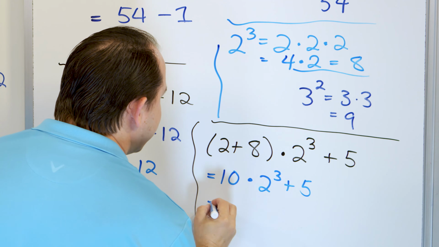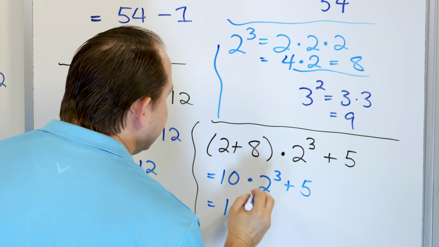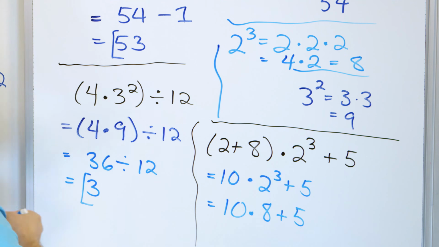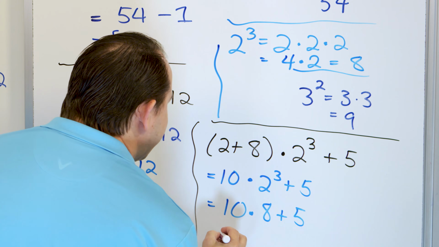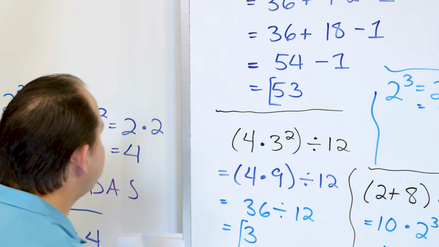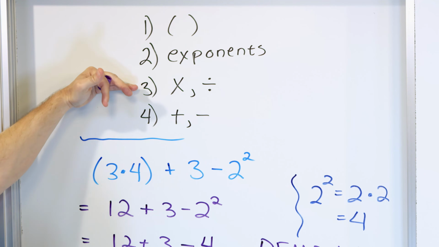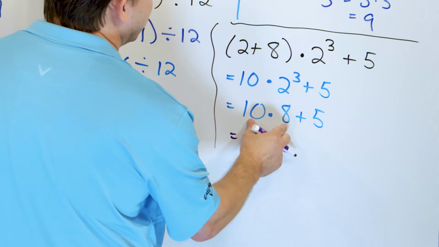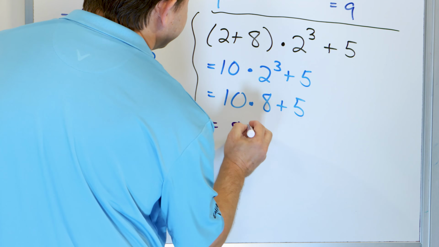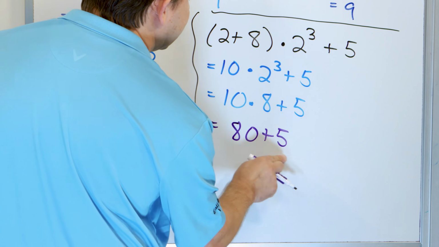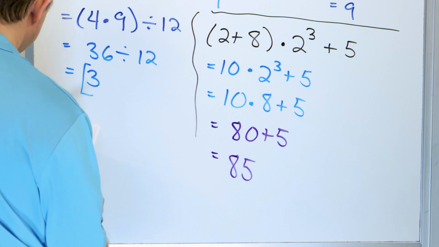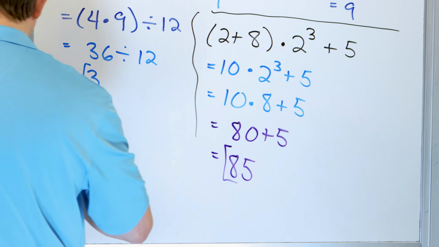So what you're going to have, the 10 will be here, and the 2 to the third will be replaced by 8. And now we have this to look at and decide what to do. Right? So what do we have? We have multiplication and addition. And you know from your order of operations that multiplication and division always come before the addition and subtraction. So we multiply. 10 times 8 is 80. And then finally, the only thing left to do is addition. It comes last, of course, and we get 85. And that's the final answer.